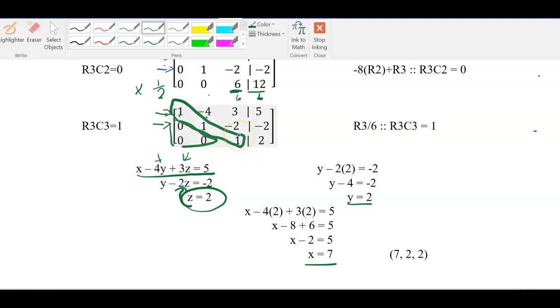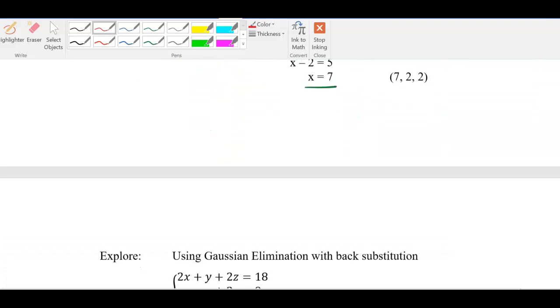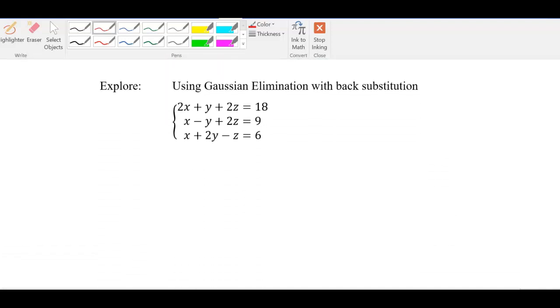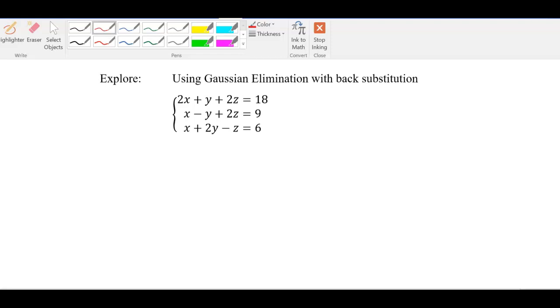Now we're going to work backwards. So we're going to get this negative 2 to a 0. So instead of working right and down, we're going to work up and left. And then we have to get both of these to a 0, and actually it doesn't matter which order we do those. Okay, let's continue. Here is yours. I would like you to stop and use Gaussian elimination, so your 0s and 1s, and see if you can get this guy done.